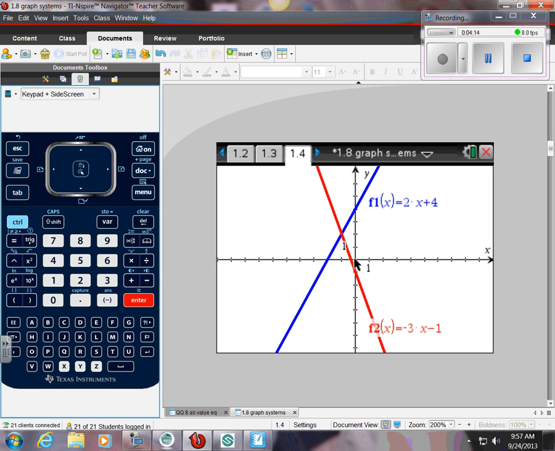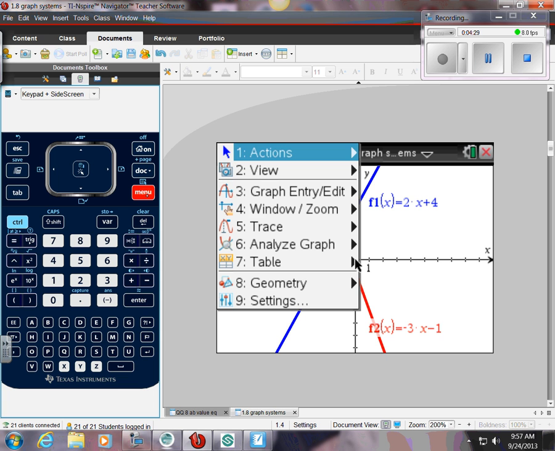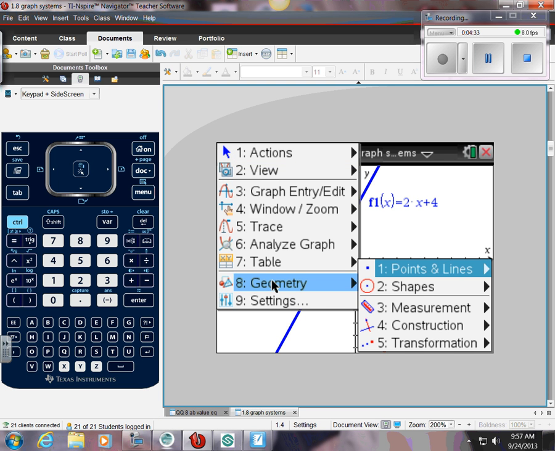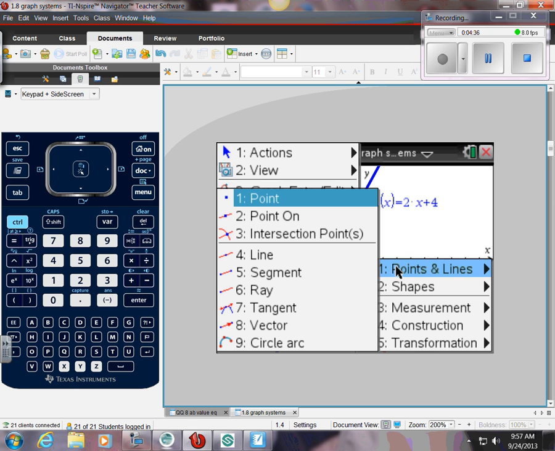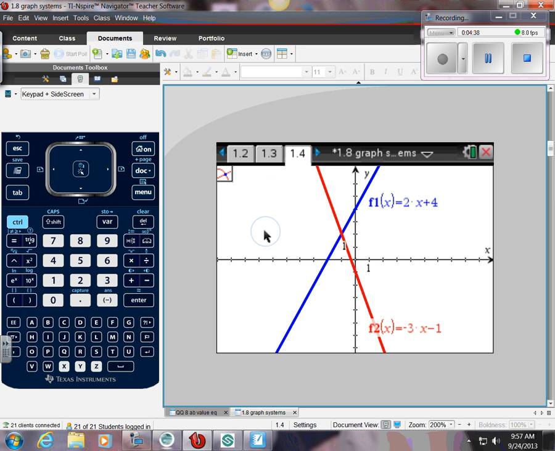Okay, so we said the solution is the intersection of the two lines, right? The point where it intersects. So here's how we get that intersection. Are you ready? Pay very close attention. You're going to do this when I do it. Hit menu, please. Geometry. Points and lines. Intersection point. Menu, geometry, points and lines, intersection point.